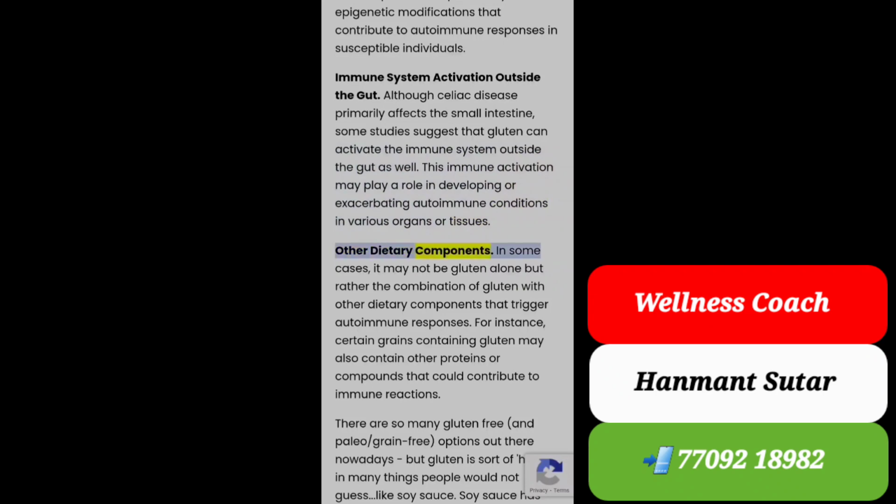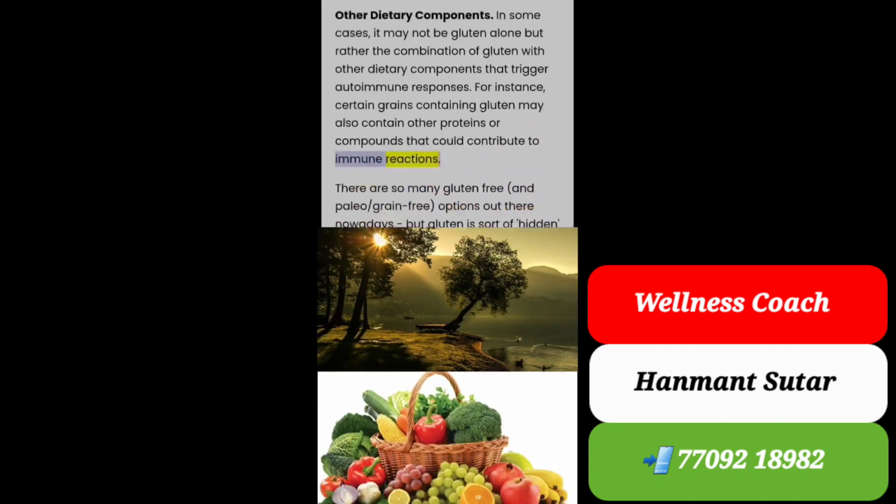Other dietary components. In some cases, it may not be gluten alone but rather the combination of gluten with other dietary components that trigger autoimmune responses. For instance, certain grains containing gluten may also contain other proteins or compounds that could contribute to immune reactions.